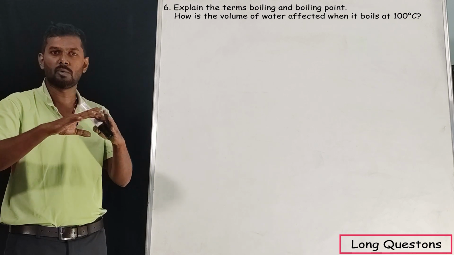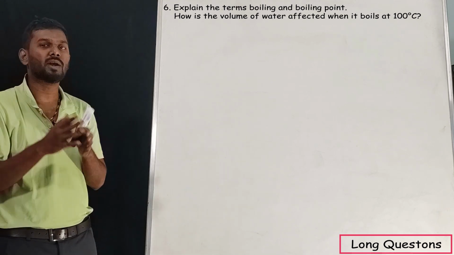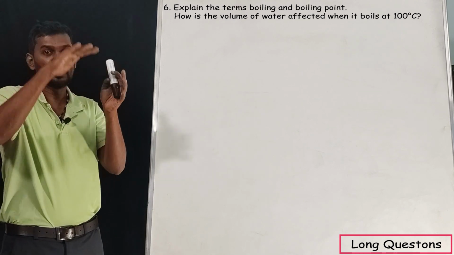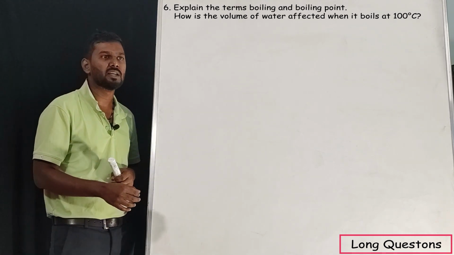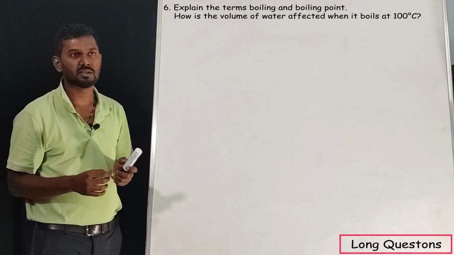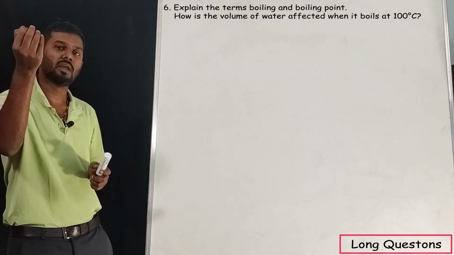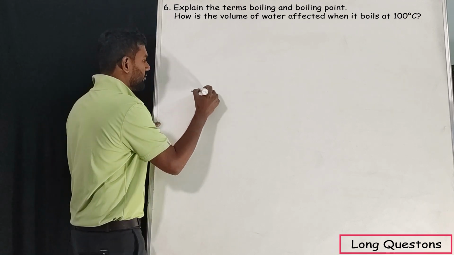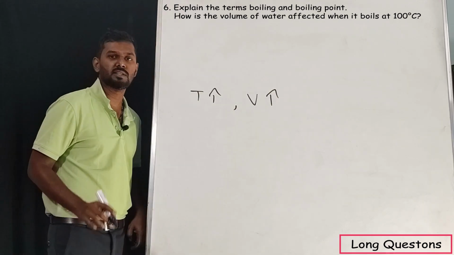We know how temperature and density are related. I know this concept is completely different from what I am telling. When the temperature increases, what happens to density? Density decreases. When the density decreases, volume increases. So if the temperature increases, then volume also increases.